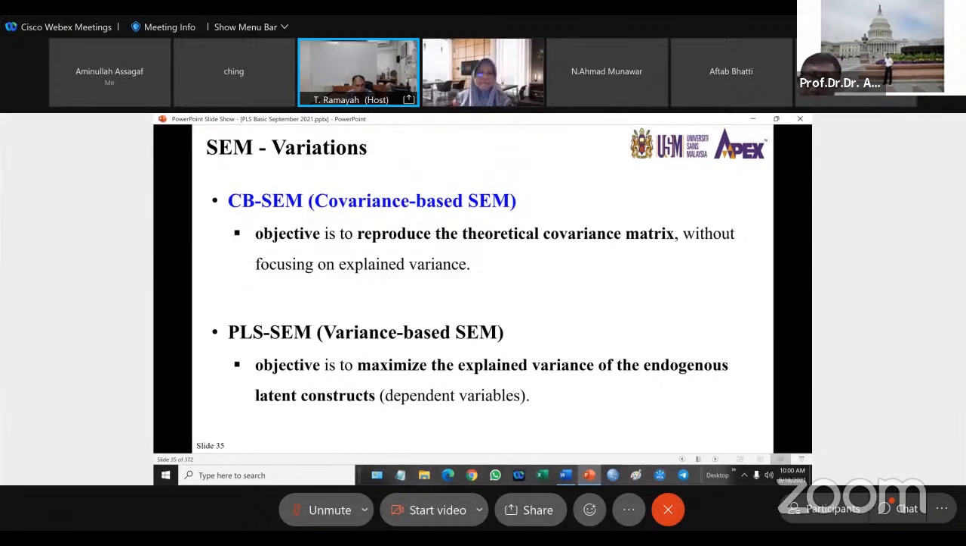So here we have two variations available in structural equation modeling. The first one, covariance based SEM, has a different objective compared to variance based SEM. The objective of covariance based SEM is that you have your theory, you have your data.